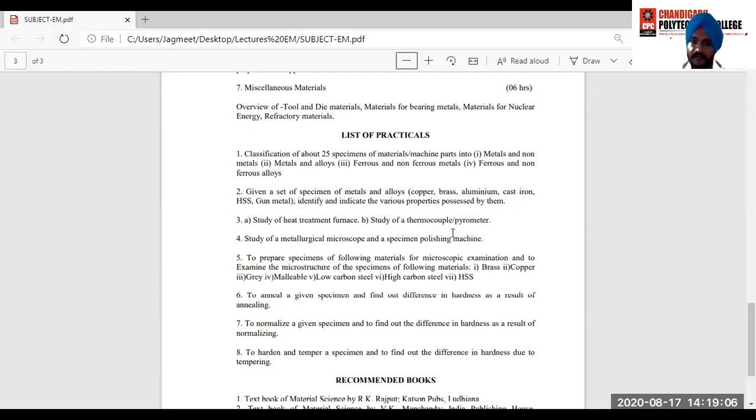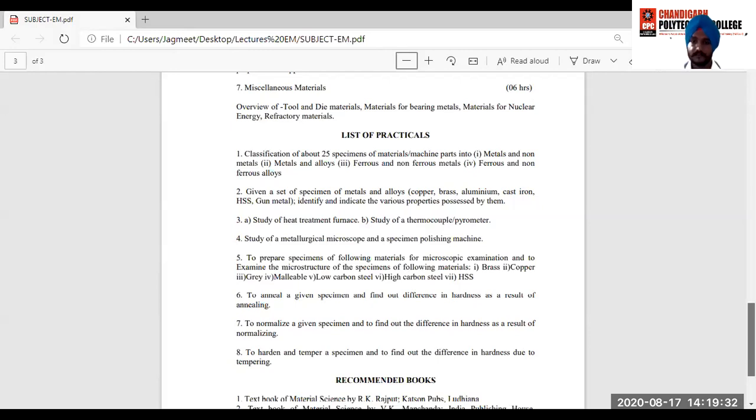Practical number 6, 7, and 8. These are all heat treatment processes, and we will perform them in the lab. We will perform an annealing test on a specimen, then a normalizing test on a specimen, then hardening on a specimen. We will perform all these practicals in practical number 6, 7, and 8.